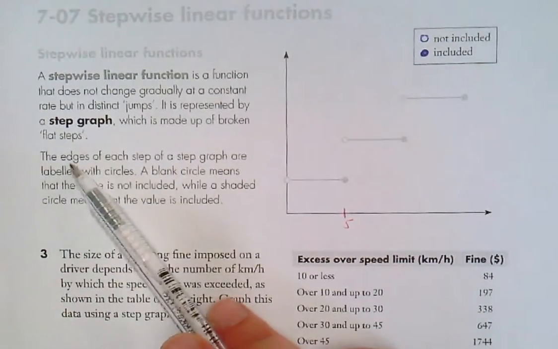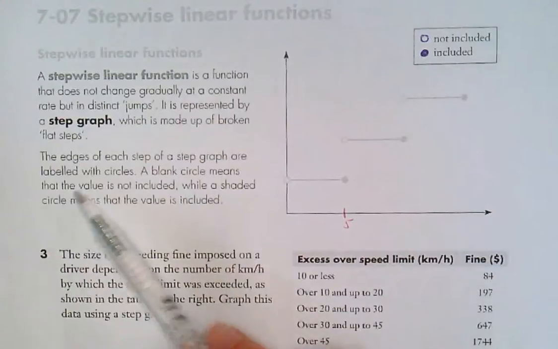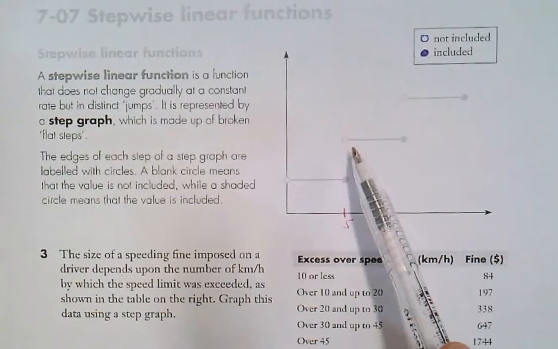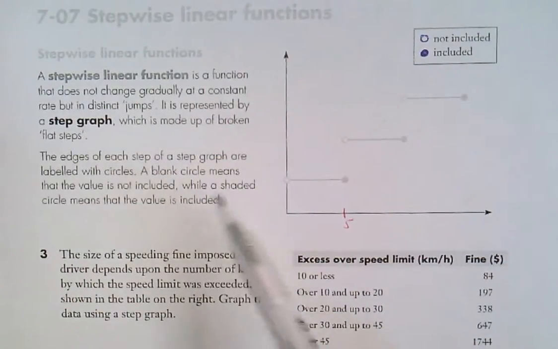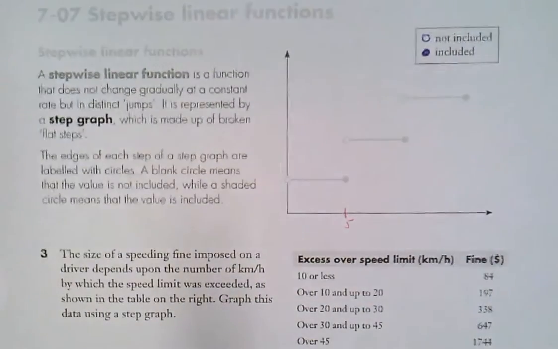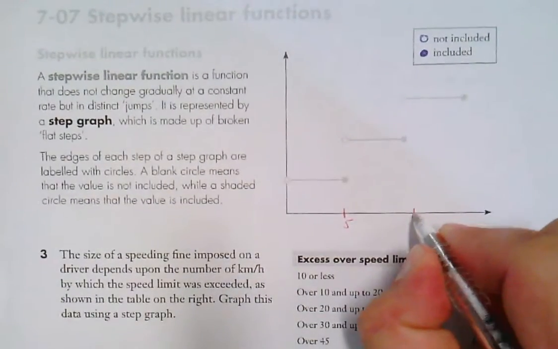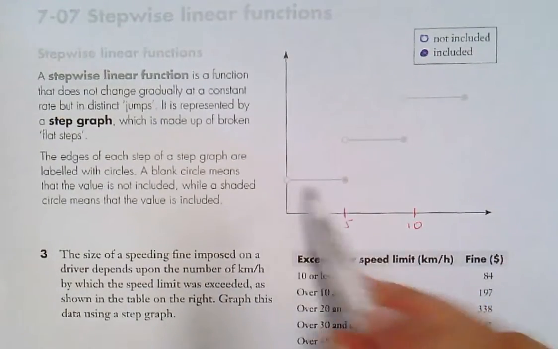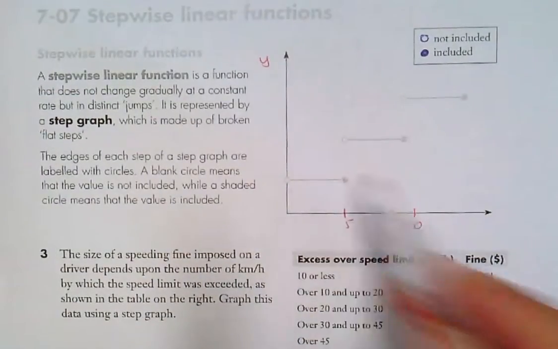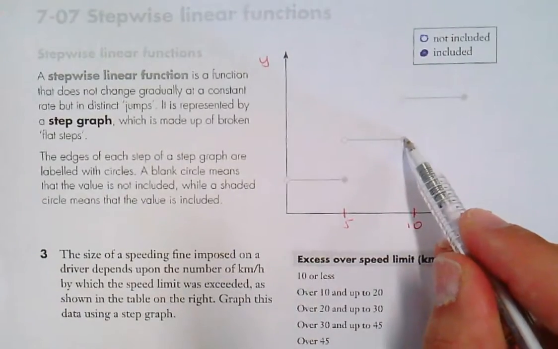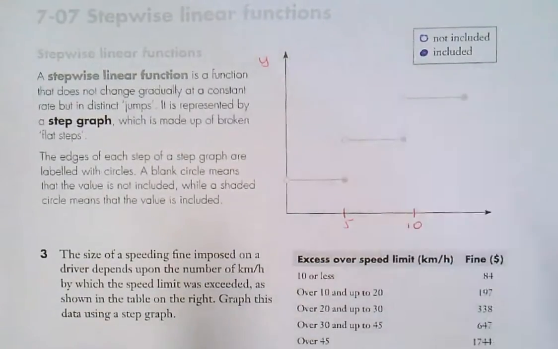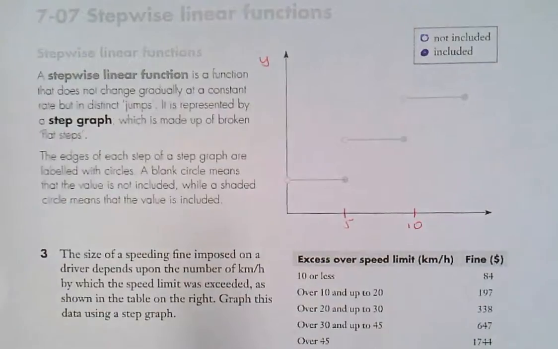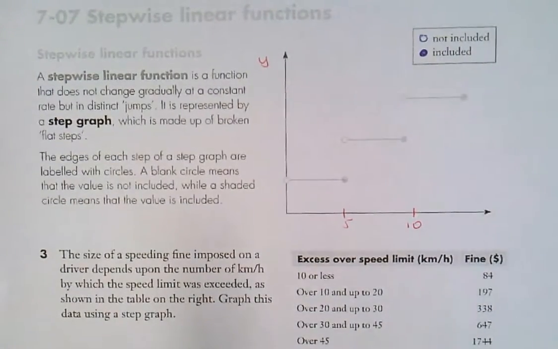And I'd already said this. The edges of each step of a step graph are labelled with circles. The blank circle means that this value is not included, but the shaded circle means that the value is included. So, for example, when x is 5, we would read this y value. When x is 10, we would read this y value, not the one above it. Okay? So you read the closed circles, not the open circles.